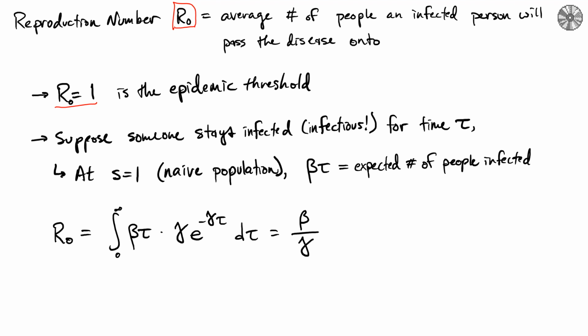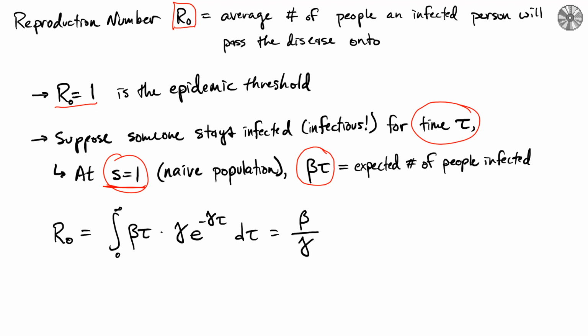One of the ways to calculate R naught is intuitive once you get to the answer. Suppose someone stays infected for time tau, which sounds a lot like what we did on the last slide. If someone stays infectious over that period of time, and we assume that we're close to the start of the disease where there's plenty of people to infect, so S is equal to about 1, then the number of people that we would expect to be infected would be beta, the infection rate, times tau. This simply comes from the fact that S is equal to 1, so beta times S times tau just becomes beta tau.